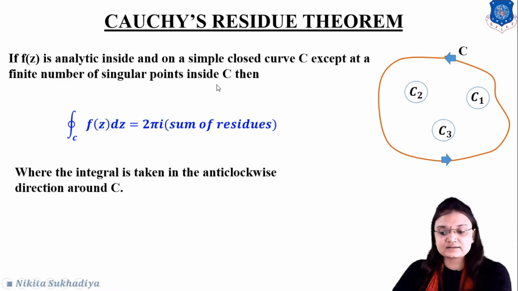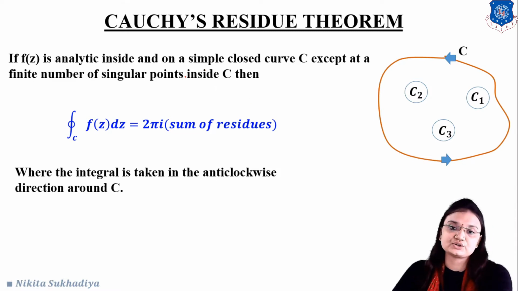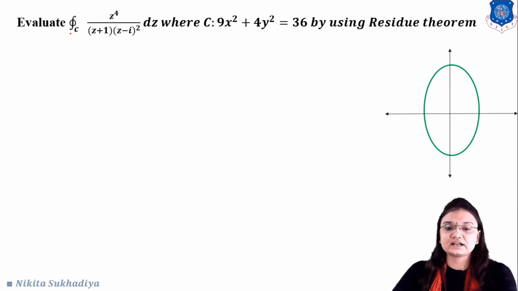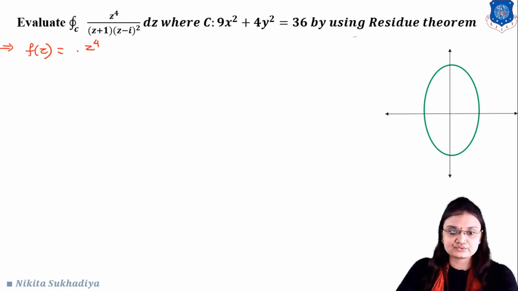So let's start the example with the help of Cauchy's residue theorem. Example number 1: evaluate the integral of z raised to 4 upon (z plus 1) times (z minus i) whole squared, dz, where C is 9x squared plus 4y squared equal to 36, using the residue theorem. Here we have the function f(z) equal to z raised to 4 upon (z plus 1)(z minus i) whole squared.